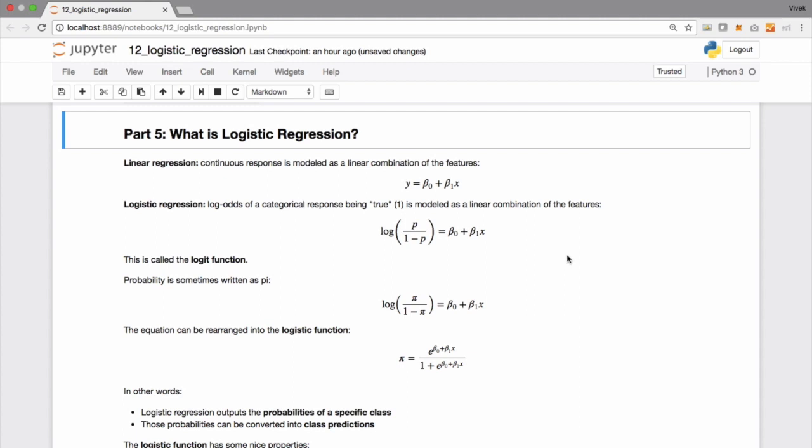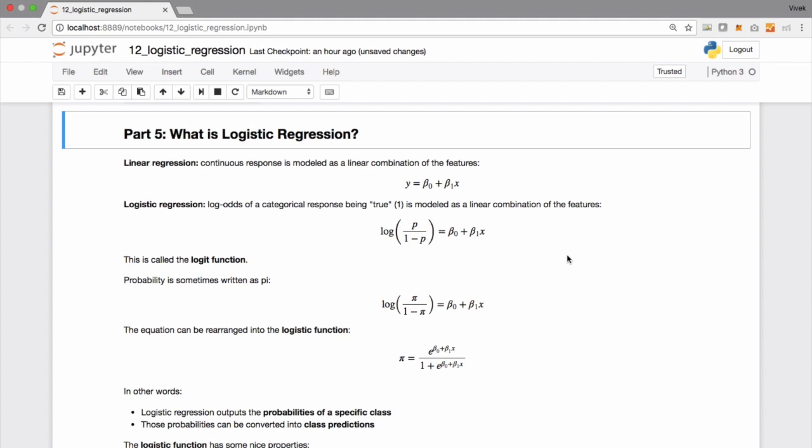So we come to the million-dollar question. What is logistic regression? Linear regression is a continuous response modeled as a linear combination of the features. Logistic regression, on the other hand, is the log odds of a categorical response being true and is modeled as a linear combination of the features.